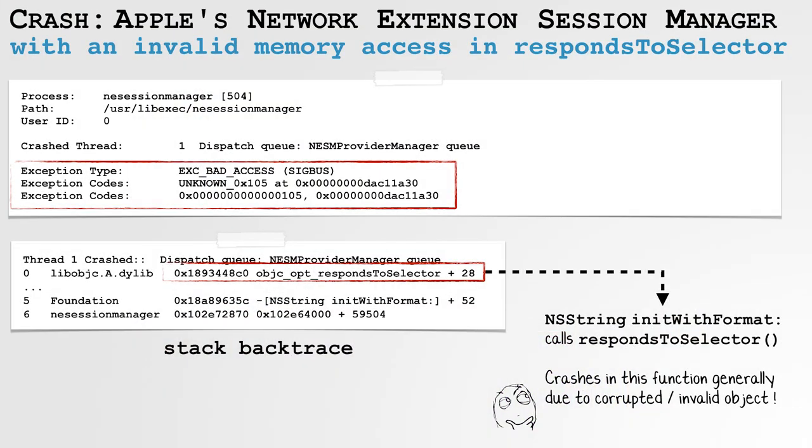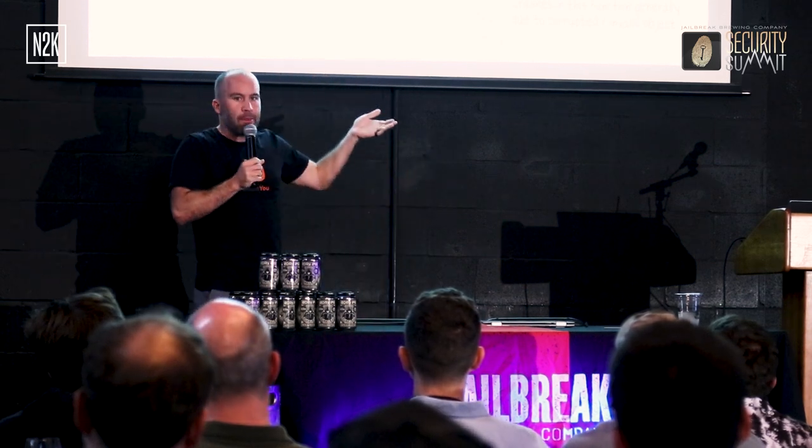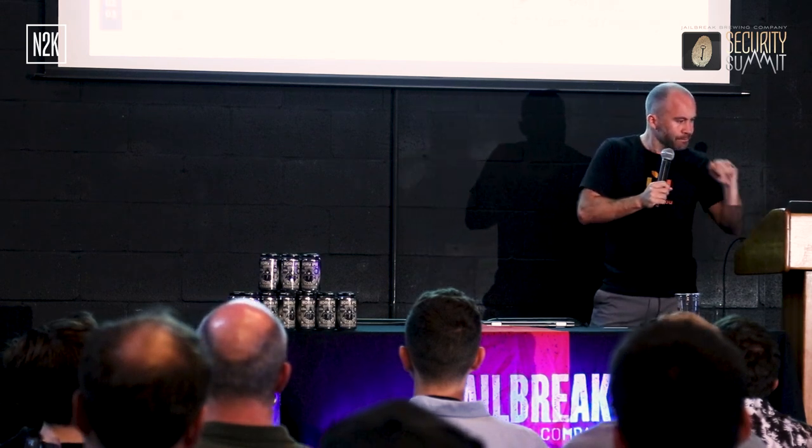So in this case, we look at the crash report, and we can see that in the crash backtrace, there is a call to a string initialization function, and then it crashes ultimately in the respond to selector method. The respond to selector method is an Objective-C function that basically introspects an object to see if it can handle a function request, essentially. And it's called all the time. And if you see a crash within this API, it's not a bug in the API, it's that an invalid object or some corrupted memory was passed to it. So we need to figure out why.